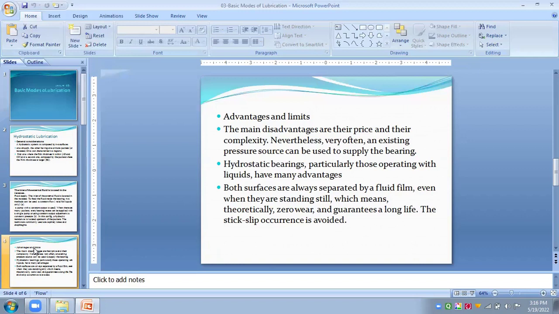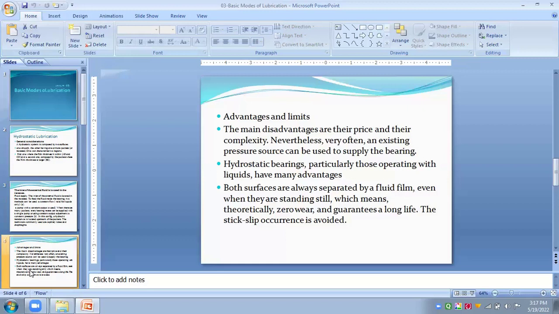The load carrying capacity of hydrostatic bearings does not depend on viscosity. Hence, any fluid that does not damage the bearings can be used. And in a hydrostatic bearing, the stiffness of the oil film can be controlled by controlling the supply pressure. Okay, these are some advantages.